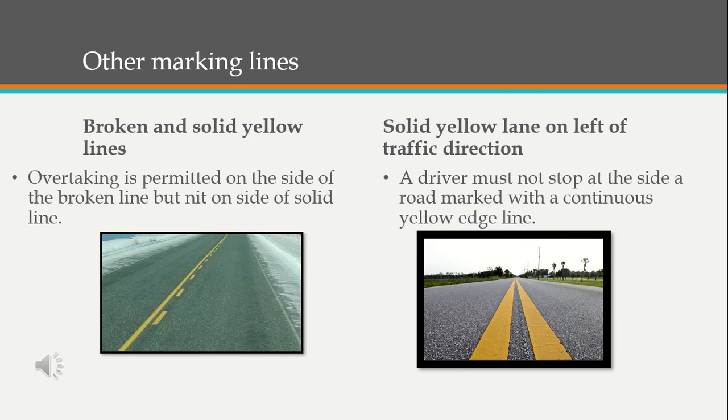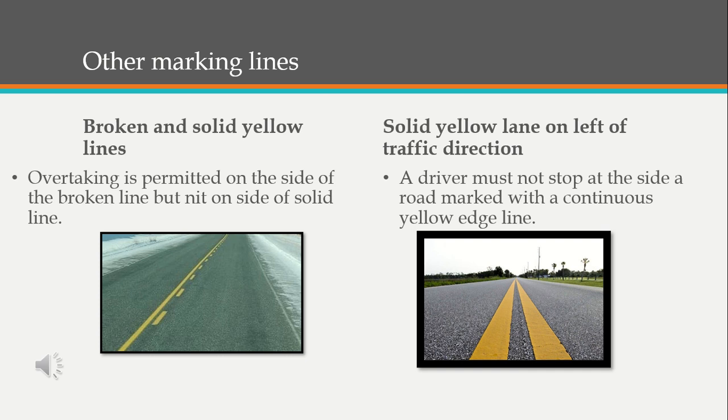Broken and solid yellow lines. Overtaking is permitted on the side of the broken line but not on the side of the solid line. The combination of the solid yellow and the broken yellow center line also shows the center of a two-way roadway. You may pass if the broken line is on your side of the road and safe conditions exist, but you may not pass when a solid yellow line is on your side of the road.